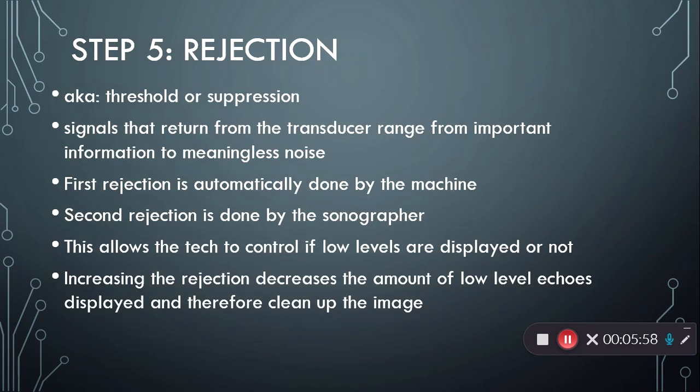The final step of the receiver is rejection. It is also known as threshold or suppression. Some of the signals that return from the transducer are important information, and others are meaningless noise that can distract from the needed information. The first rejection is done automatically by the machine. The second rejection is done by the sonographer. This allows the sonographer to decide if they want low levels of echoes to be displayed or not. When the sonographer increases the rejection, it decreases the amount of those low-level echoes seen, therefore cleaning up the image.